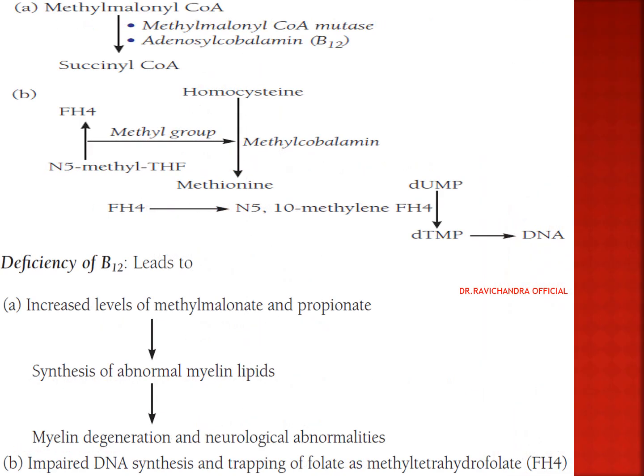And for the formation of succinyl-CoA from methylmalonyl-CoA, we need methylmalonyl-CoA mutase and adenosylcobalamin B12. So B12 is needed for the formation of succinyl-CoA from methylmalonyl-CoA. This is one important conversion.